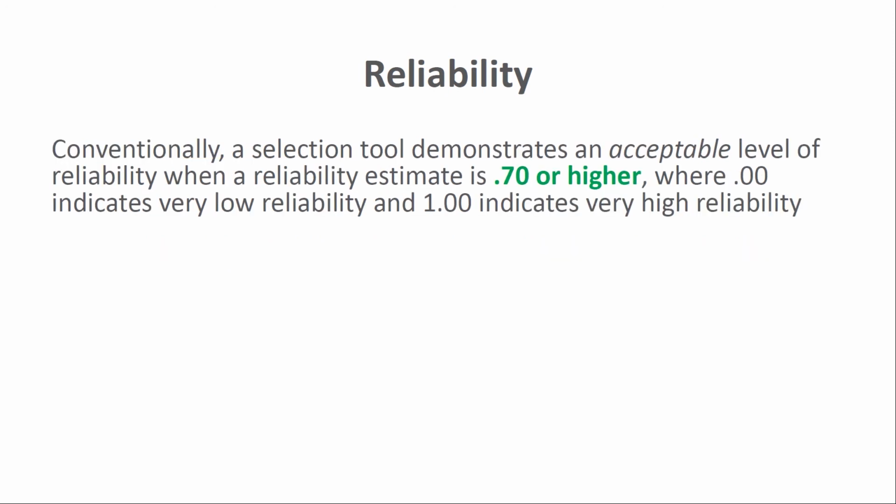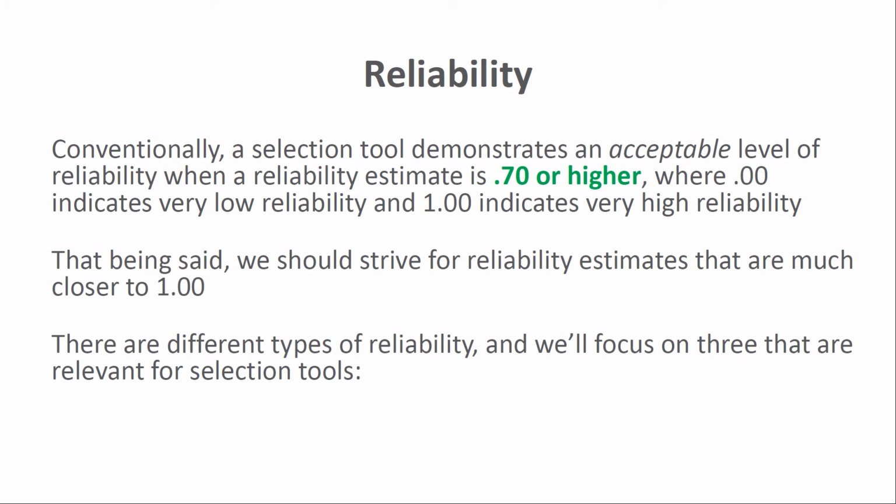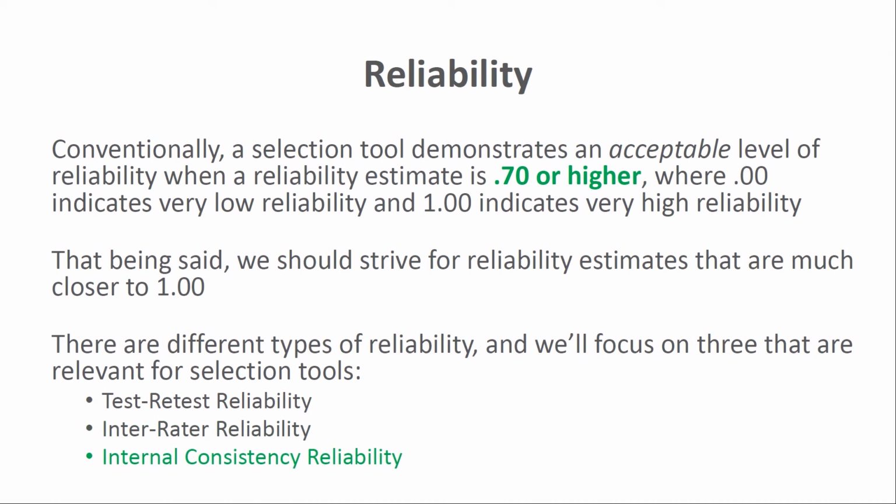Now, conventionally, a selection tool demonstrates an acceptable level of reliability when a reliability estimate is about 0.70 or higher, where a value of 0.00 would indicate very low reliability, and a value of 1.00 or just 1 would indicate a very high level of reliability. So again, we're aiming for about 0.7 or higher, but ideally we want reliability estimates to be as close to 1 as possible. Now, I should also point out that there are different types of reliability, and we'll focus on 3 that are particularly relevant for selection tools, which include test-retest reliability, inter-rater reliability, and internal consistency reliability. And next we'll move through each of these one by one.